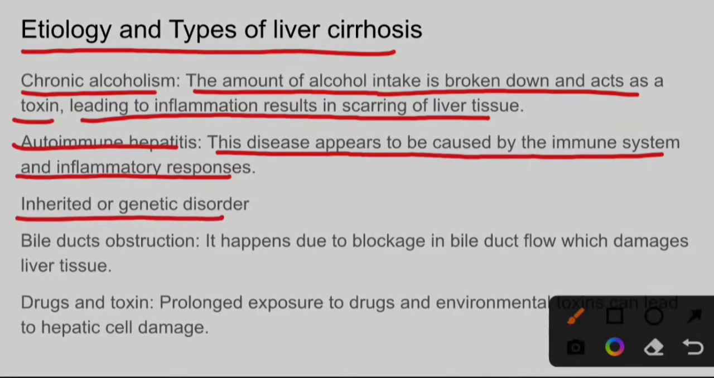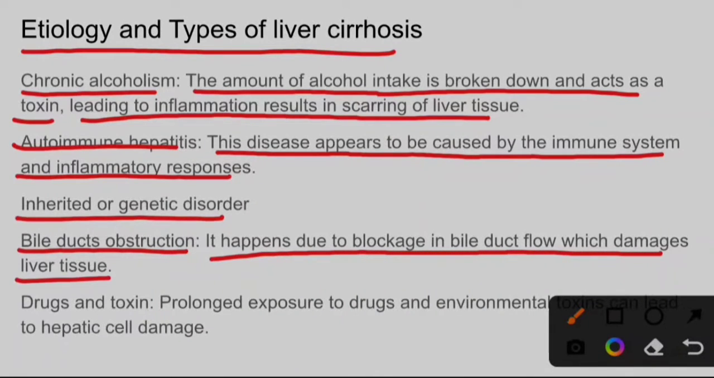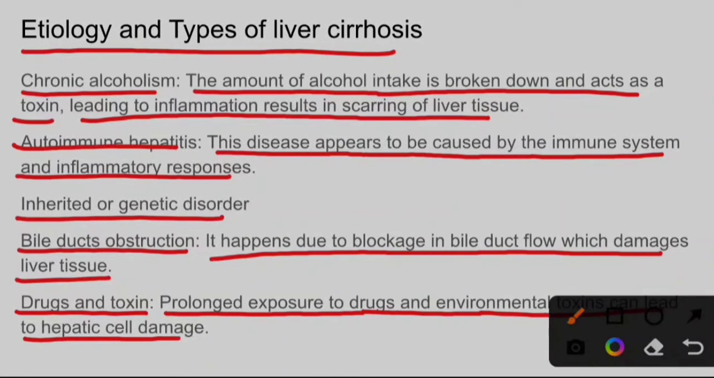Inherited or genetic disorder. Bile duct obstruction. It happens due to blockage in the bile duct flow, which damages the liver tissue. Drugs and toxins. Prolonged exposure to drugs and environmental toxins can lead to hepatic cell damage. So, chronic drugs and toxins can lead to the damage of the hepatic cells.